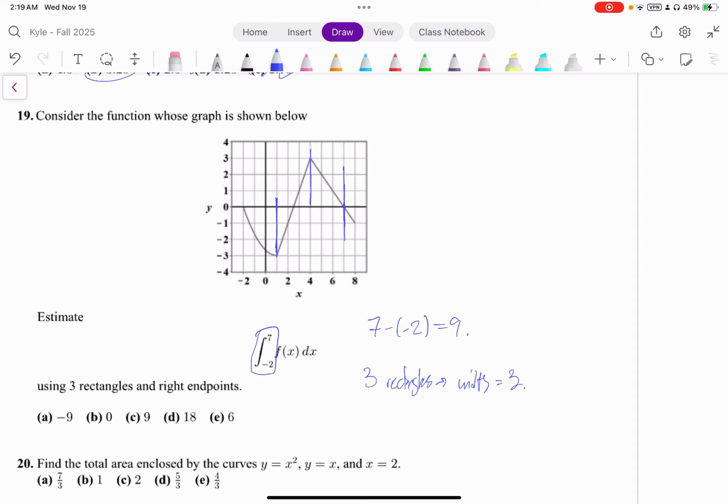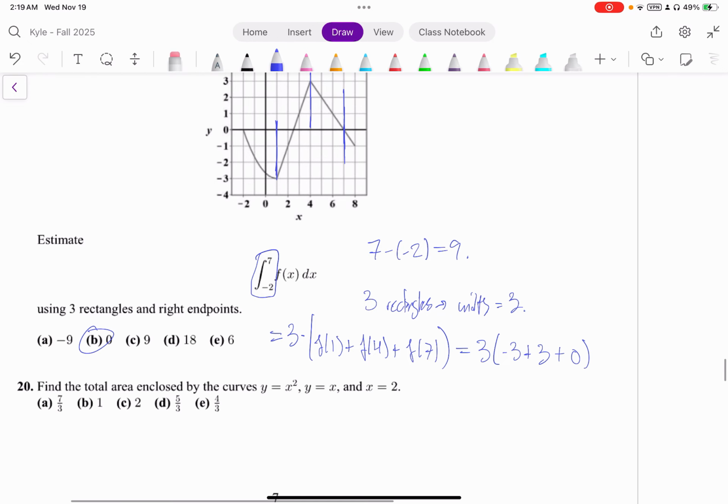So the integral is going to be approximately the width times height. So the height will be f of 1 plus the height at 4, f of 4, plus f at 7. So this is 3 times: f of 1 is negative 3, f of 4 is positive 3, f of 7 is 0. So 3 minus 3 plus 0, this is going to be 0.